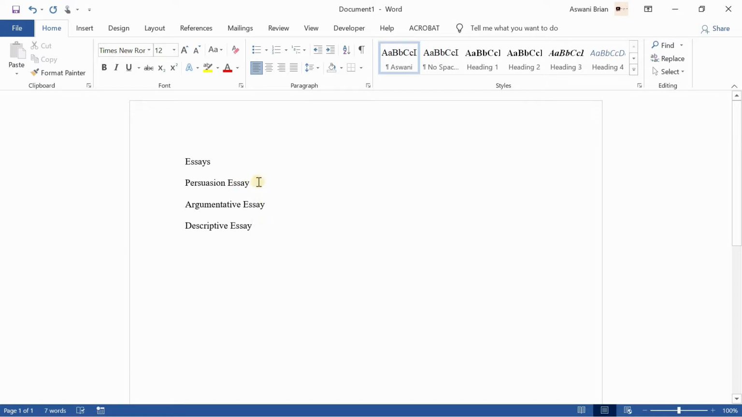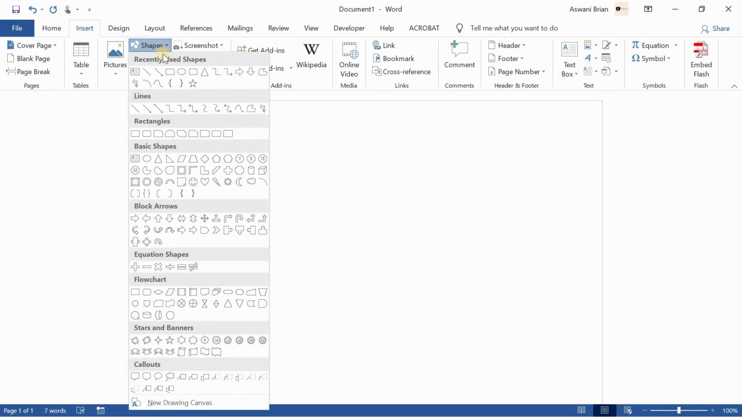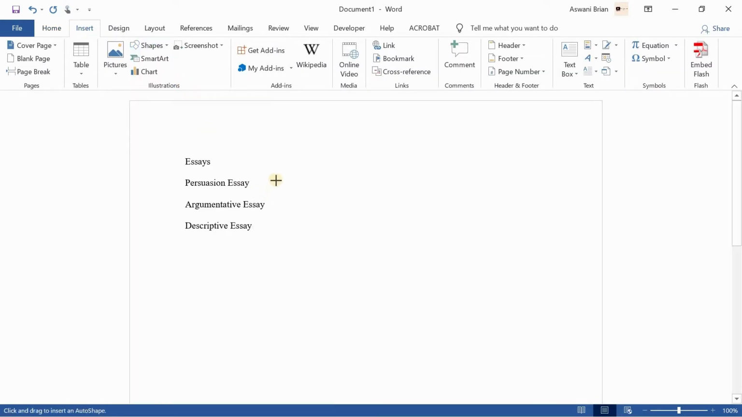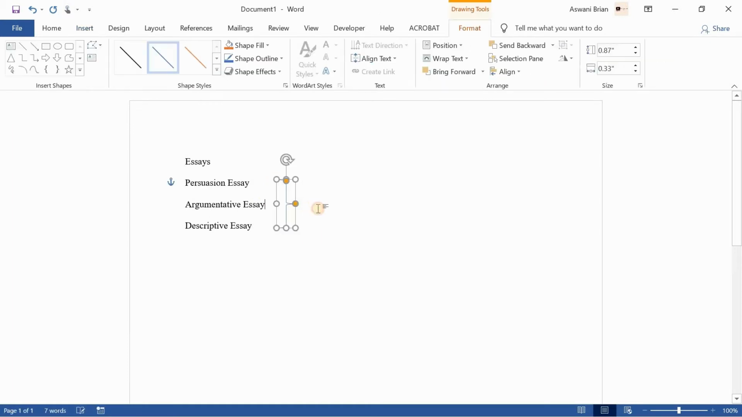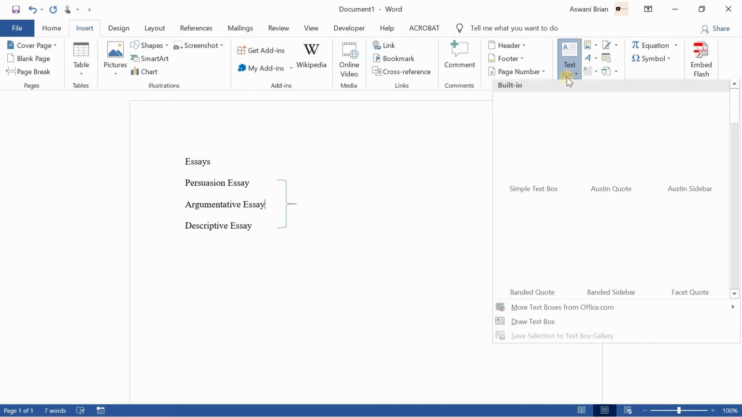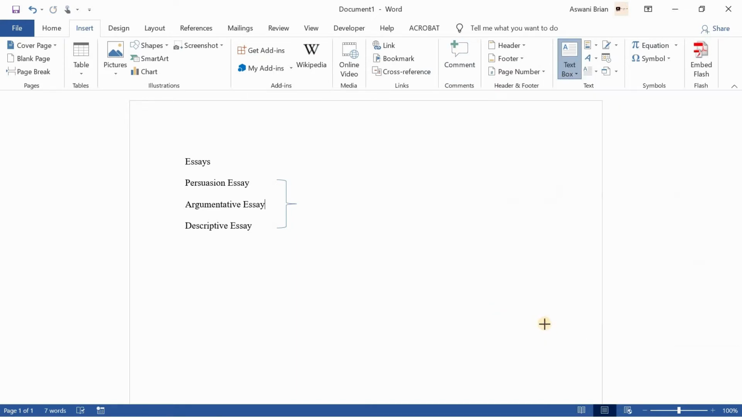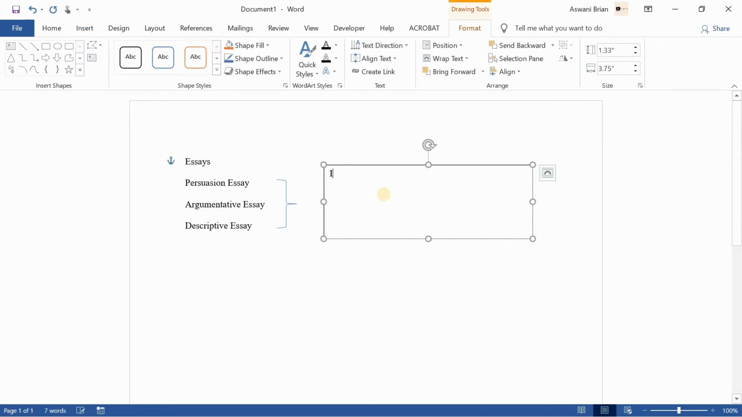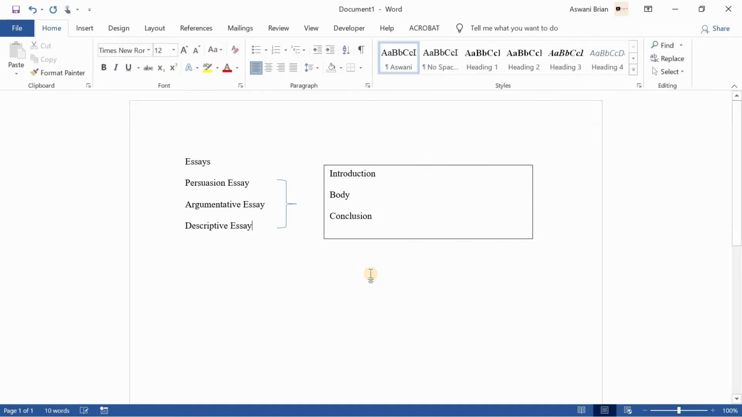But in all these, the basic thing about all these essays is that they have three basic parts. So it doesn't really matter the kind of essay that you're working on. An essay will basically have three essential parts. They'll have the introduction, and then it'll have the body and a conclusion. So an essay has these three basic parts: an introduction, the body, and the conclusion.